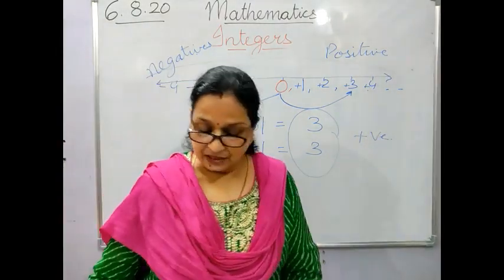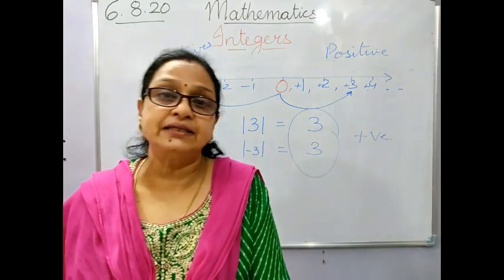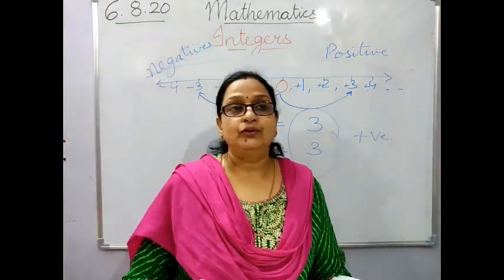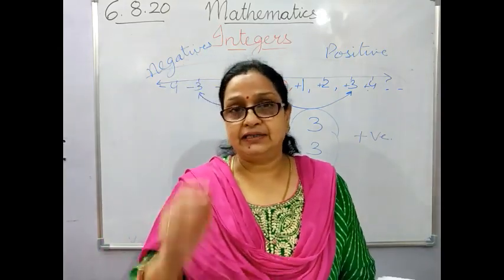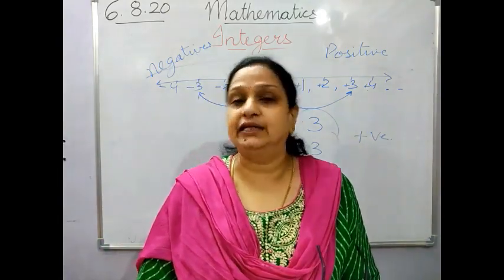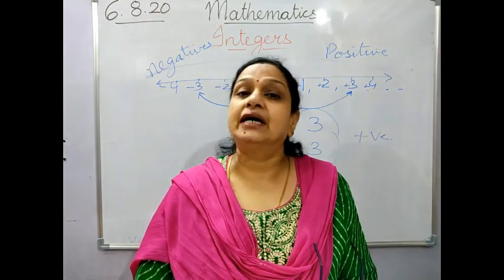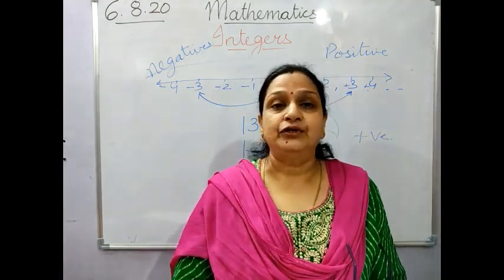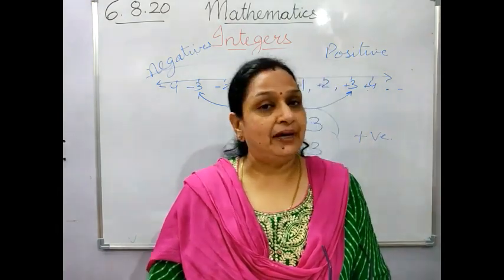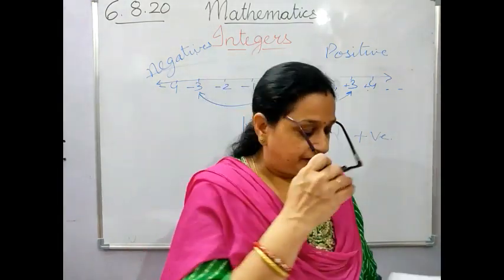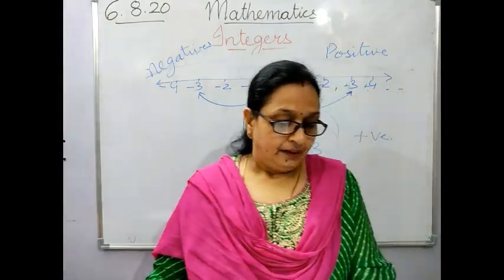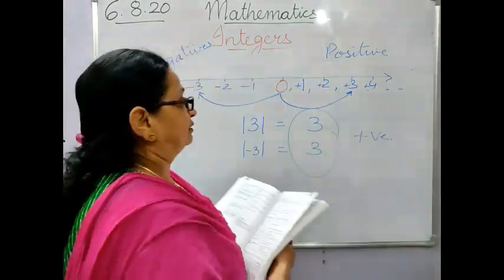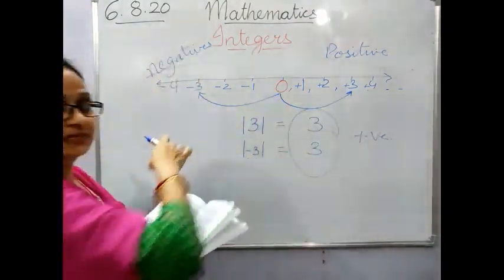Okay. Then the next you have done is the comparison of the numbers. See children, in comparison you are able to do the ascending and the descending orders. You can arrange the digits in ascending and descending orders if you are thorough with how you compare the numbers. Now if you see, this side is positive, this side is negative.